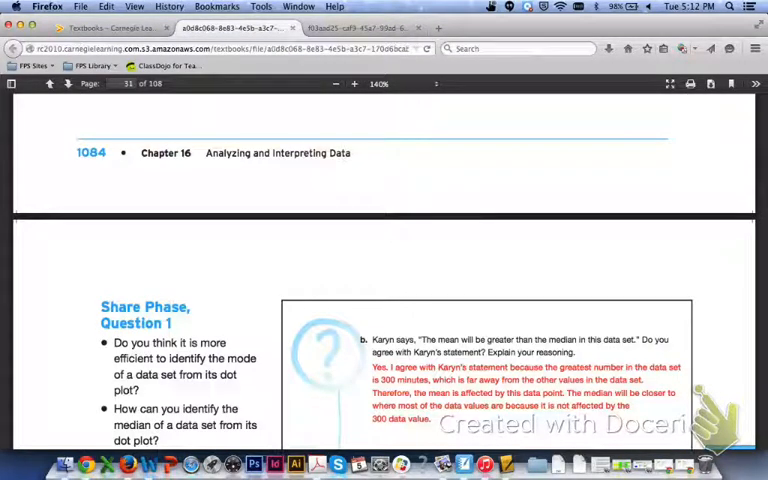Alright, so in this case, I would agree with Karen's statement because the greatest number in the data set is 300 minutes, which is far away from the other values in the data set. Therefore, the mean will be affected by that data point, which is an outlier. The median will be closer to where most of the data values are because it is not affected by the 300 data value.